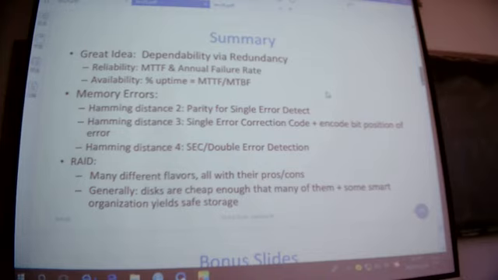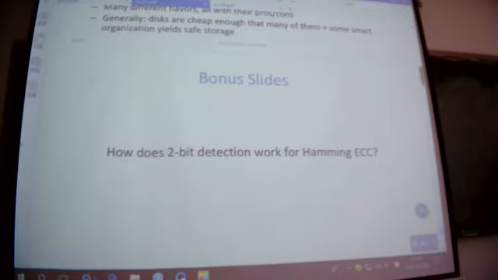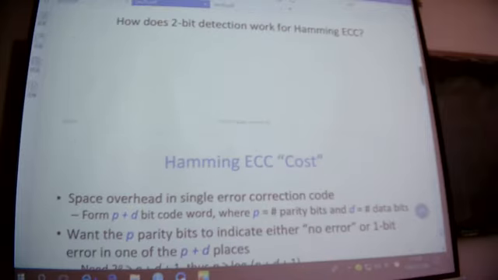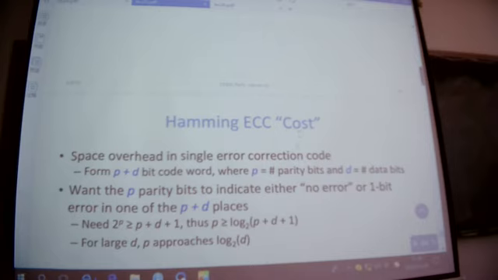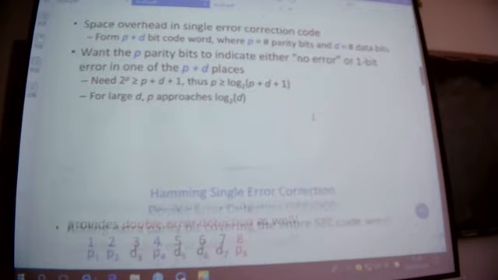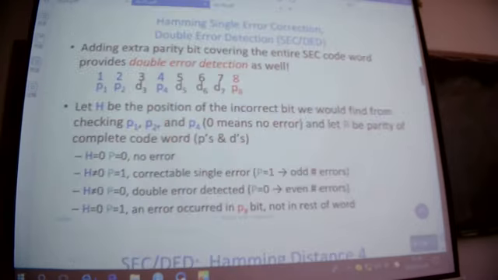RAID has many different flavors, all with their pros and cons. Pros and cons involve input and output. Generally, disks are cheap enough that many of them can be used with some smart organization for storage. So RAID is useful storage. Okay, these are some slides about timing ECC. You can see, but you don't need to care.